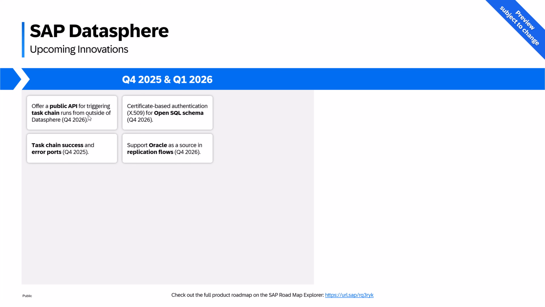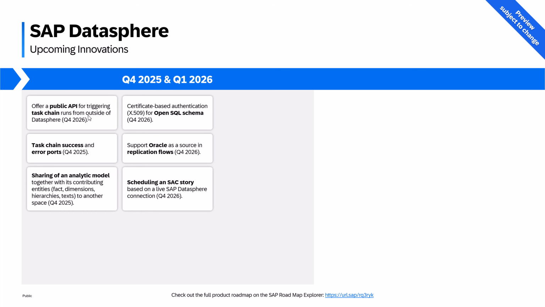If we look at Q4, we plan to offer a public API for triggering task chains from outside of Datasphere, but also, on the OpenSQL schema side, a certificate-based authentication mechanism. On the task chain part, we will introduce error ports so that you can decide what happens on error or success of a particular task within a task chain. Also, on the replication flow side, we plan to introduce a new source with Oracle.